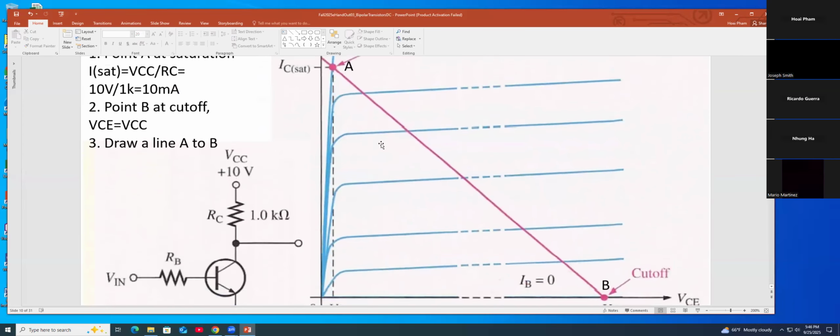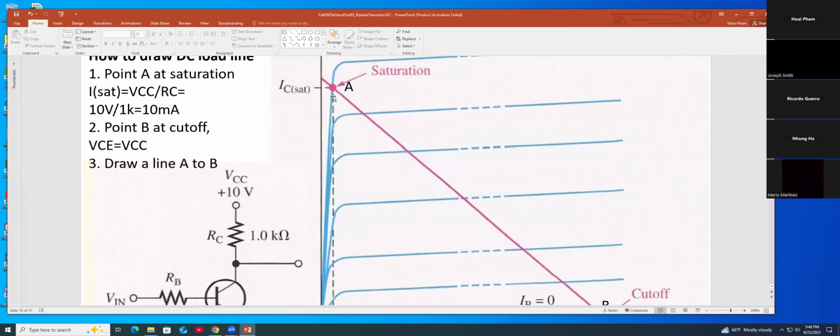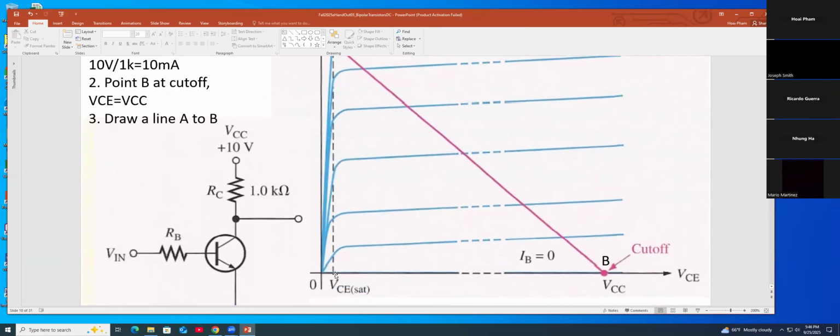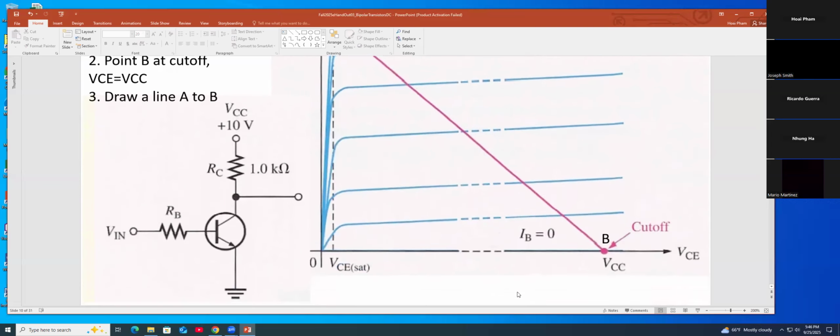Okay, so if you get a point A here, this small area will be saturation. Every part in here is active, and the little one at the bottom here will be cut off, IB equal 0. Okay?